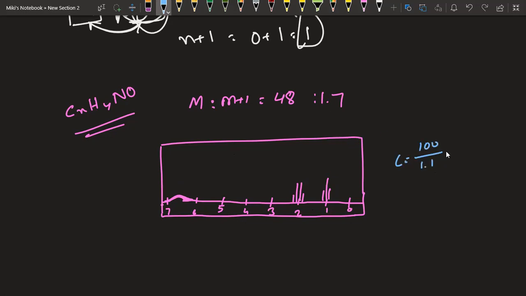So 100 over 1.1, and we have to find m plus 1 over m, which is 1.7 over 48. That should give us a value of 3. So in this case an approximate value of 3 is being provided. That means there are 3 total carbon numbers. That means the number of carbon should be 3. That means the value of x should be what? We got the value of x, which is very correct. That is 3. So 3 is the number of carbons. So we got one of the answers.